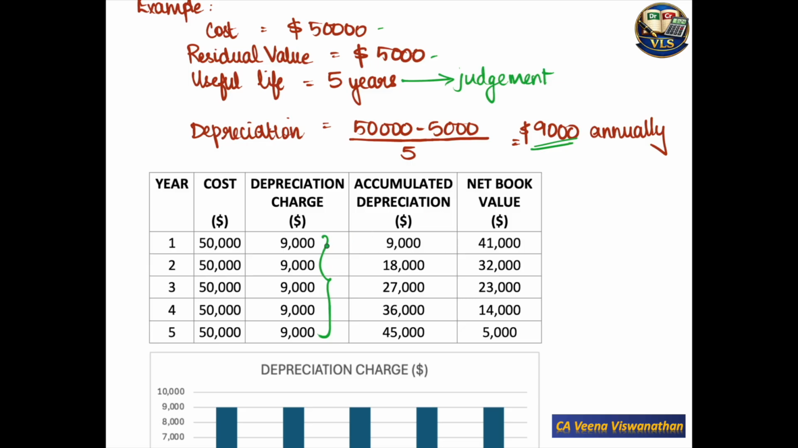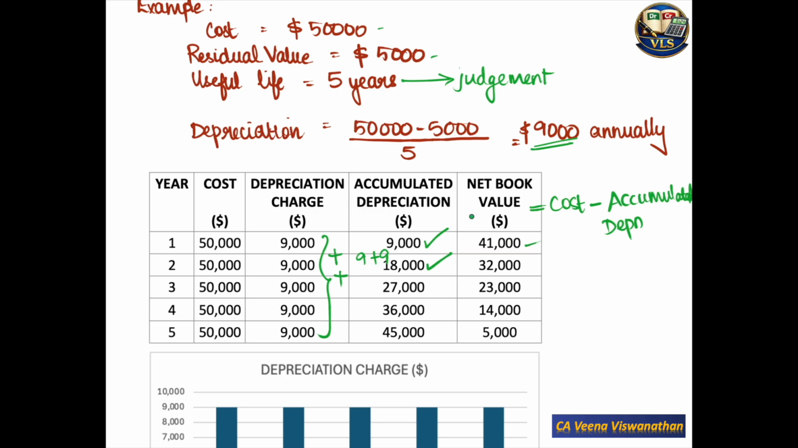Accumulated depreciation is nothing but the addition of depreciation on a yearly basis. So the first year accumulated depreciation remains 9,000. The second year, when the next 9,000 is added, it would become 18,000, that is 9,000 plus 9,000. So accumulated depreciation is accumulating your depreciation over a period of time. What is net book value? Net book value is basically cost minus accumulated depreciation. So I have cost as 50,000, depreciation as 9,000. My net book value for the first year would be 41,000.